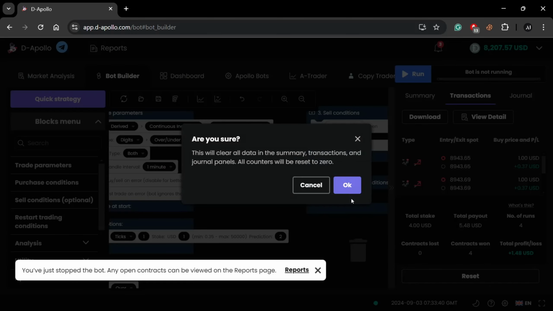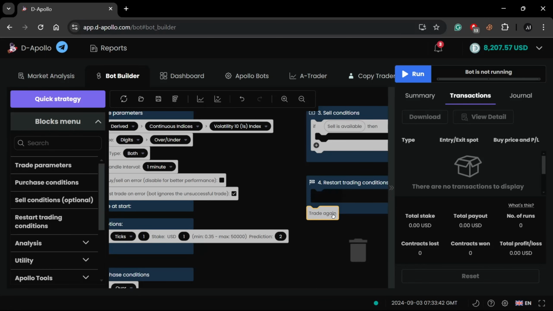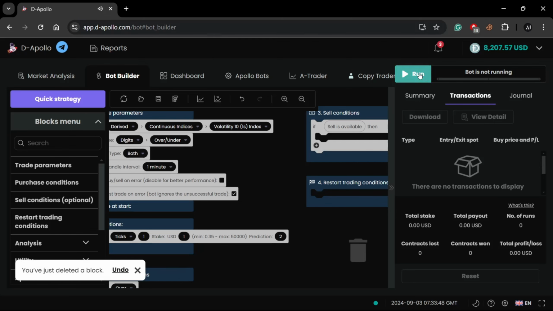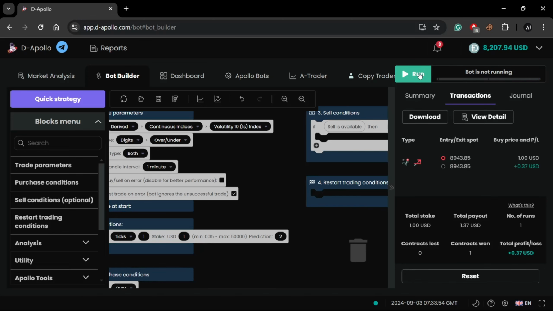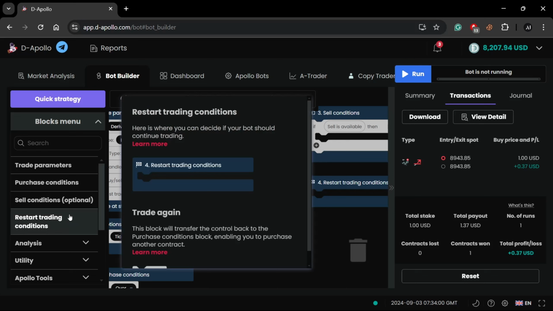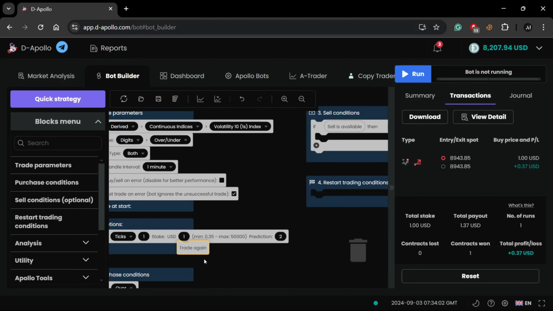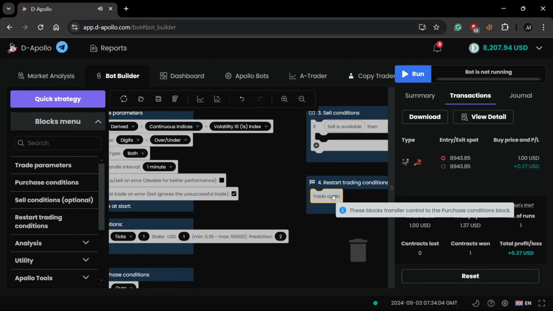If I remove this block here and delete it, and I run, you see it only runs once. It runs and it stops. It doesn't continue because we have removed that trade again option. You can re-add it if you come to the restart condition, take this trade again block, and add it again.